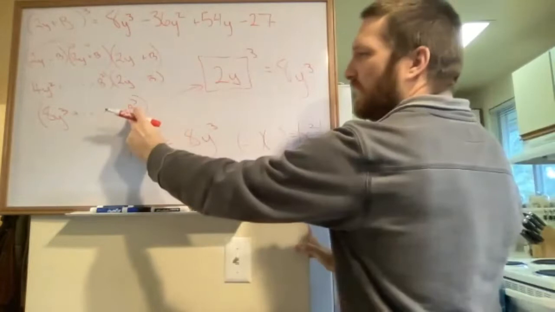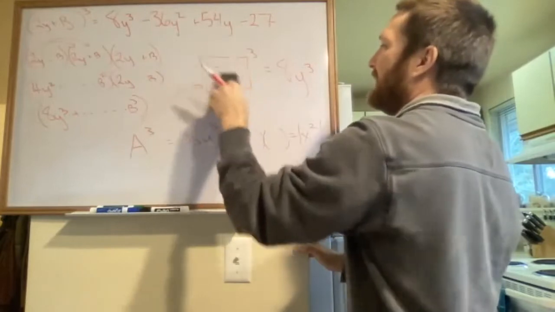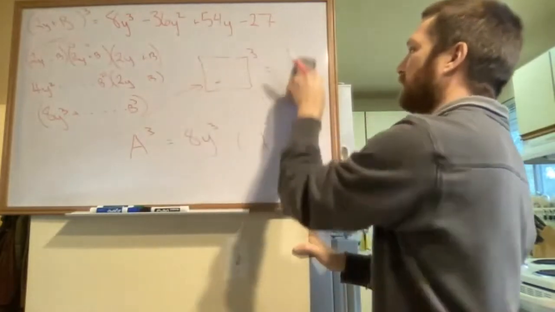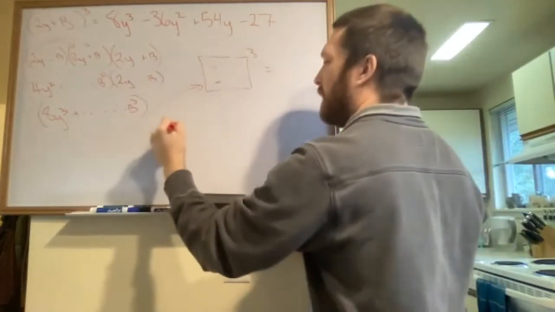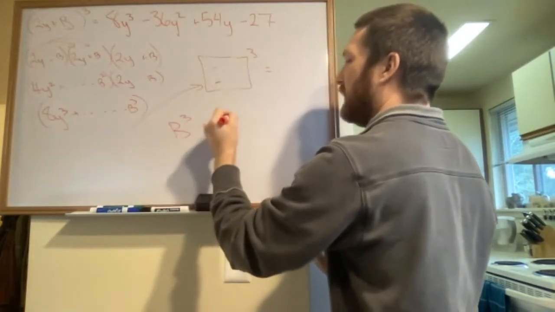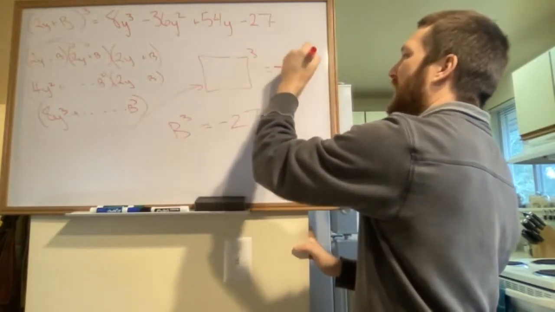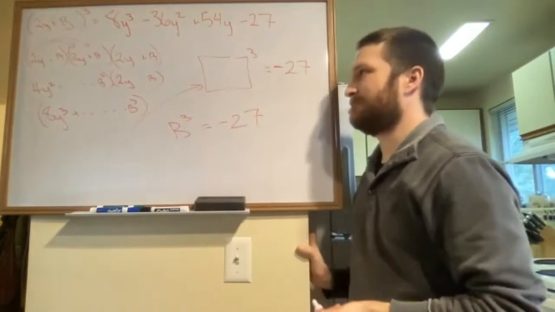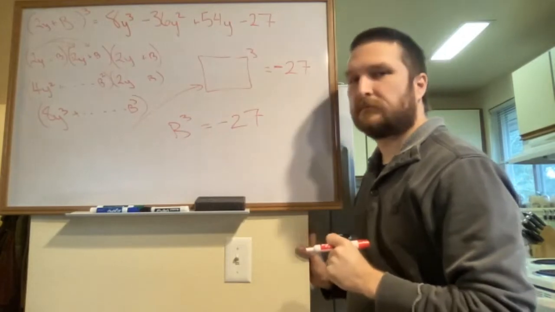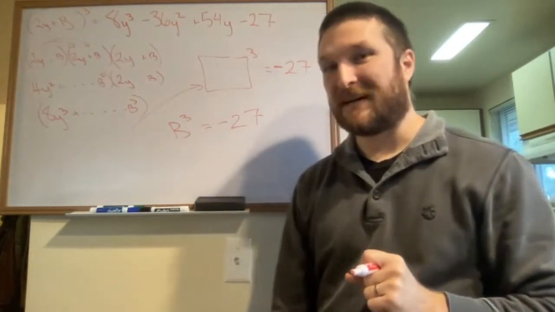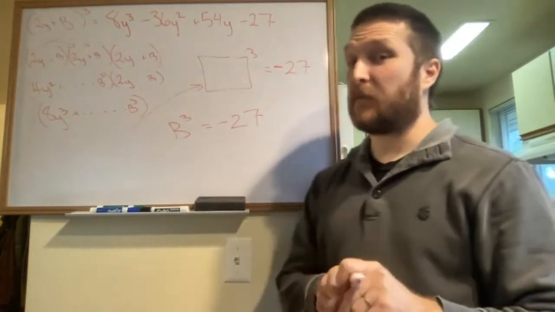So we need to find a number that when you cube it, it gives you a negative 27. That's what we're trying to find right now. We're saying there's some number, b, that when you cube it, you get out a negative 27. What number would that be? A negative 27. Now remember, cubes can be negative.